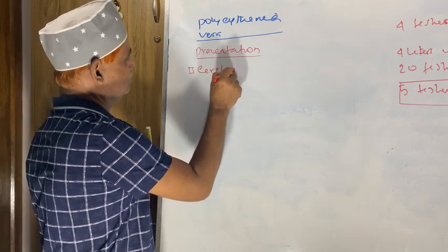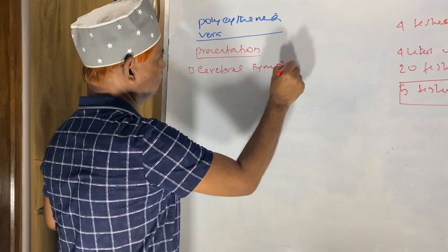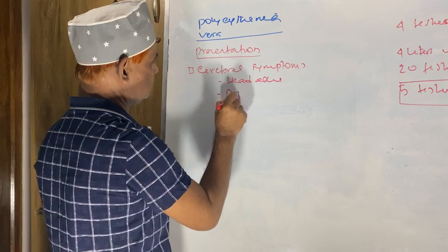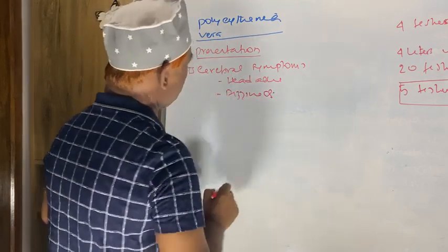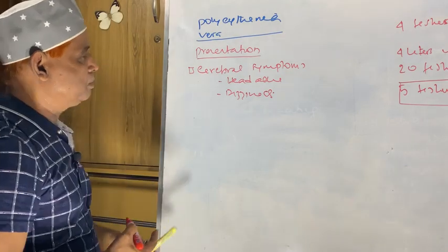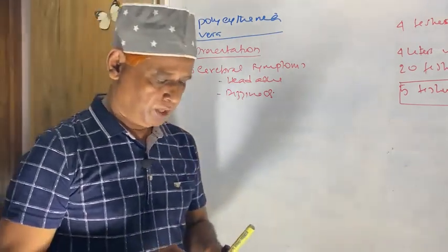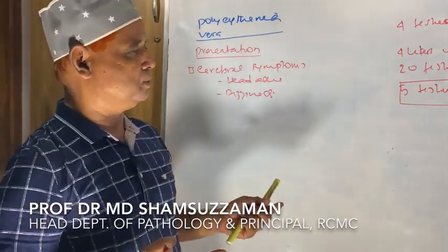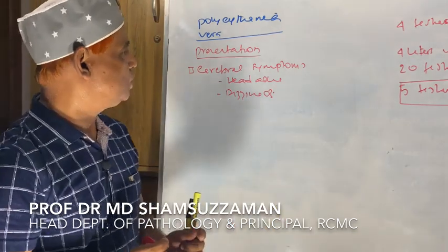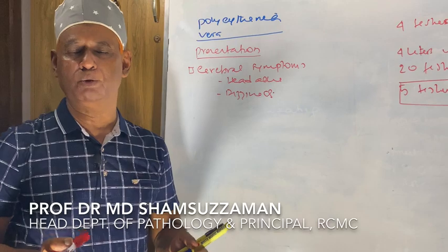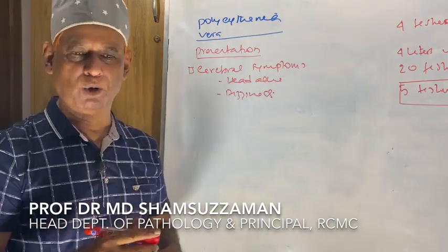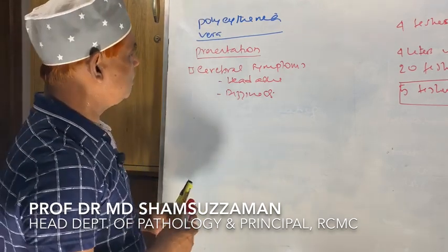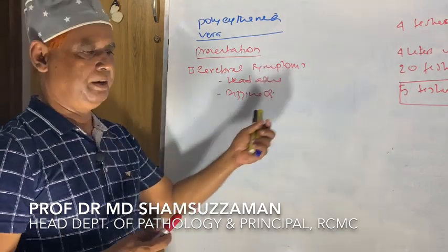Cerebral symptoms like headache, dizziness. Why headache and dizziness as cerebral symptoms in polycythemia vera? Dear audience, as there is increased number of RBC, WBC and platelet in blood, the viscosity of blood is increased. As there is raised viscosity of blood, there is sluggish flow of blood through the cerebral circulation. As there is sluggish flow of blood in the cerebral circulation, there is headache and dizziness.